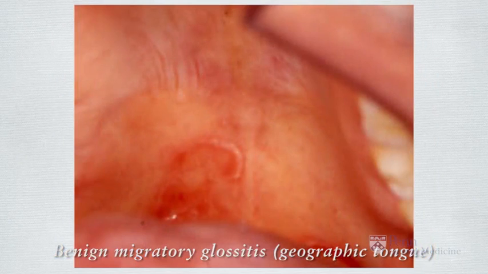Occasionally, we can see this condition of geographic tongue in areas that are not the tongue at all. In this picture, we're viewing the junction of the hard and soft palate. You'll notice the red area of tissue with the white around it, almost similar to what we would see on the tongue, but an area distinct from the tongue.